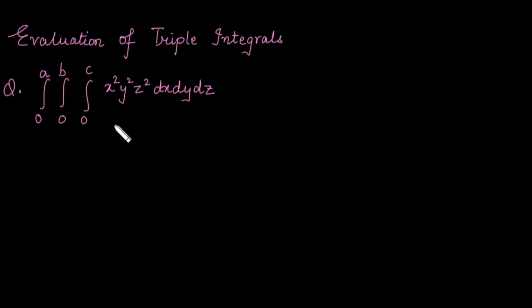Consider the following example. We have this example where we need to evaluate the triple integration with respect to x, y and z. The process is the same. First we will take the integration with respect to x, then with respect to y, then with respect to z. It means this inner integral limits are for the x variable, the middle one is for y, and the outer integration limits are for z.